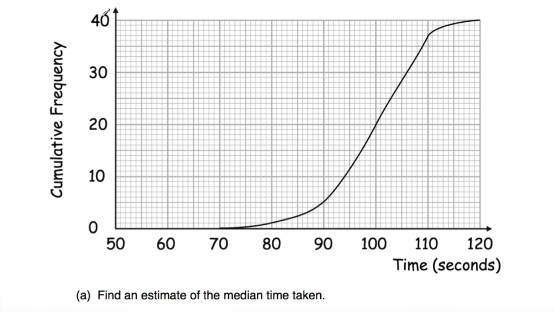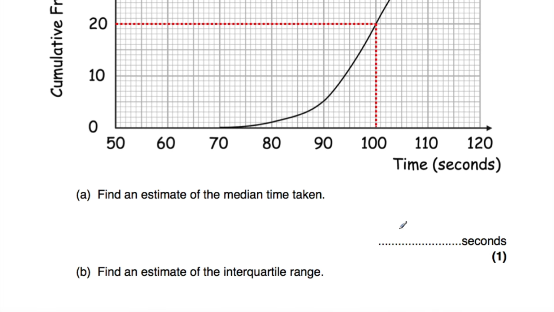So there's 40 altogether, so we're going to half that to be 20, and we're going to go 20 across and down. As you can see here, it's going to be 100, but always show with a pencil and ruler what you've done. So we're going to get our ruler, go across from 20, because that's half of 40, and then go down, and that's equal to 100 seconds. So our estimate for the median time taken to complete this puzzle is 100 seconds. So that's our estimate for the median.